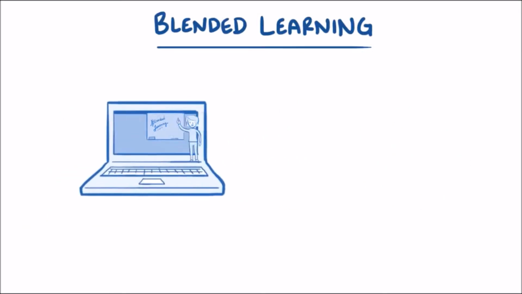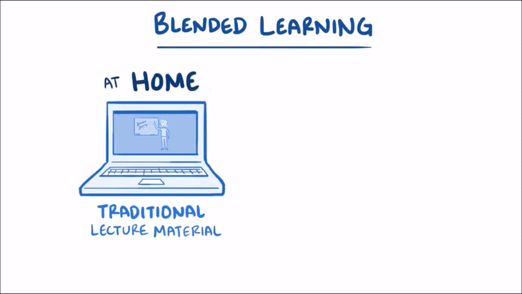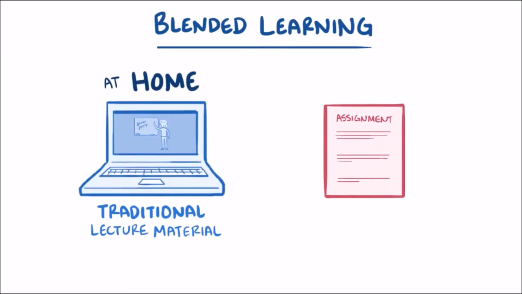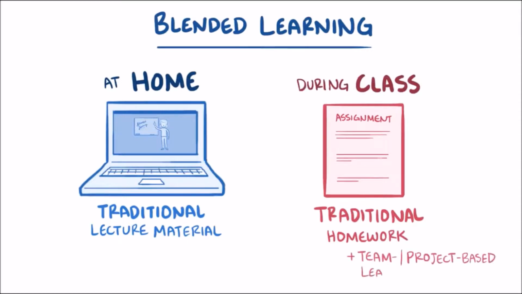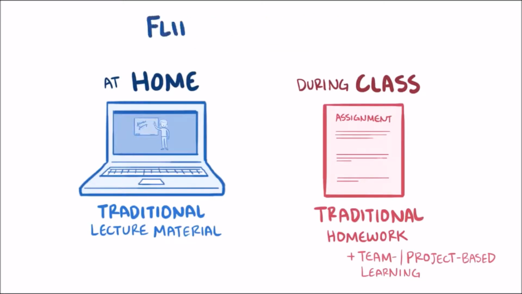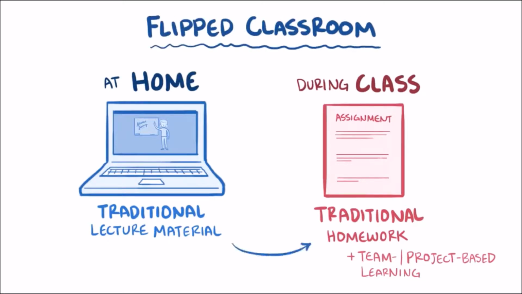Taking this to the extreme, students could consume all of the traditional lecture material at home at their own pace, and during class time they could complete work assignments traditionally given as homework, as well as other activities like team-based or project-based learning. This describes the flipped classroom model, because it flips what students do at home and in the classroom.